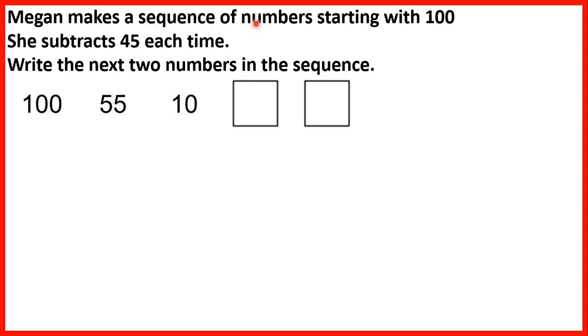Megan makes a sequence of numbers starting with 100. She subtracts 45 each time. Write the next two numbers in the sequence. So 100 minus 45 is 55. 55 minus 45 is 10. So we need to work out 10 minus 45. So because the number that we're subtracting is larger than the number that we start with, we know that our answer will be a negative number.